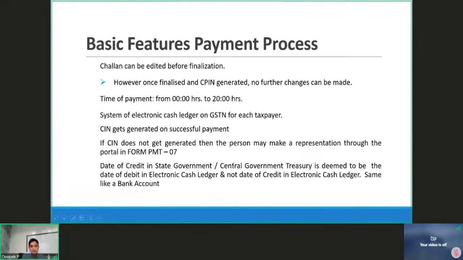Date of credit in state government treasury is deemed to be the date of debit in electronic cash ledger, right? You have seen this. The date when the government gets the fund is when there is a debit in your electronic cash ledger, and not the date of credit in the electronic cash ledger. Credit in the electronic cash ledger is equivalent to your deposit in your bank account.